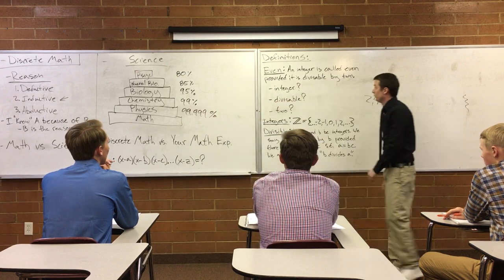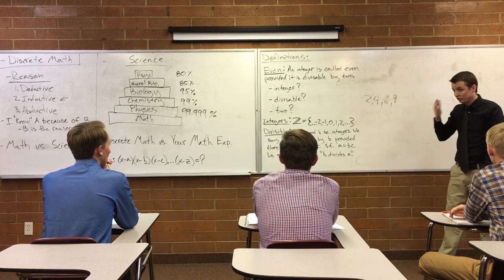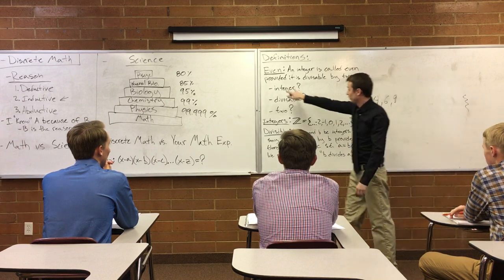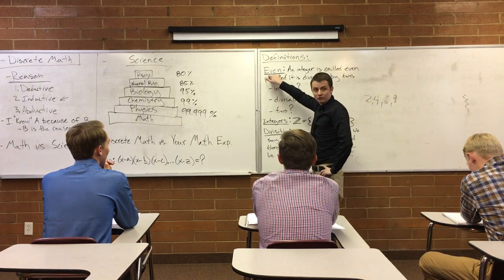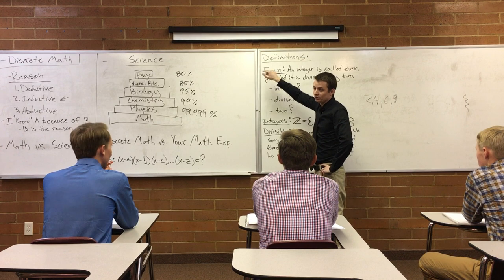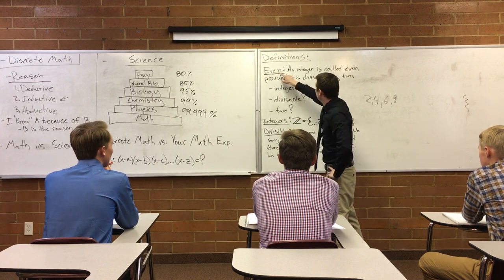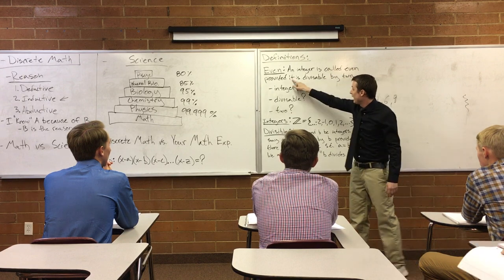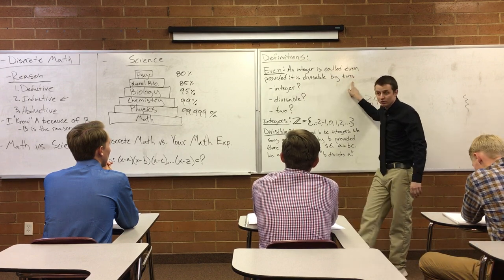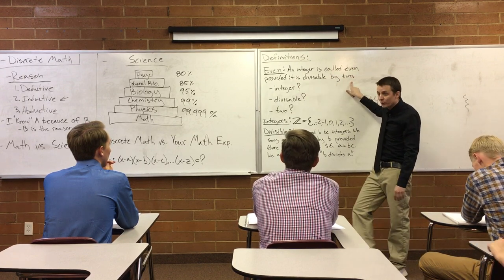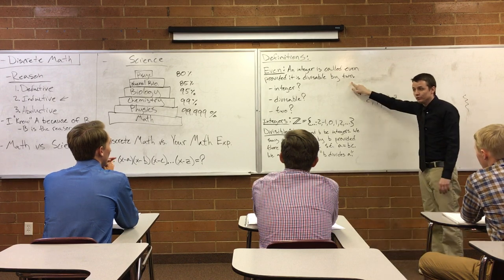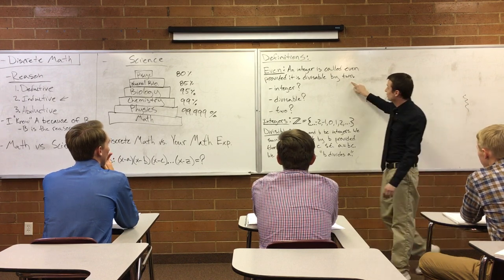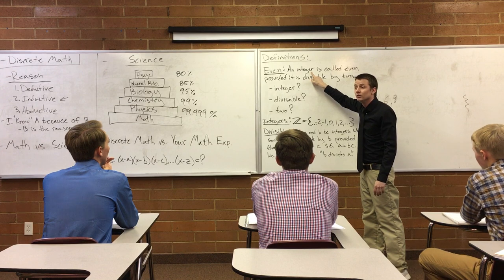So let's give you an example with a definition of something we're going to talk a lot about. Even. You would all guess you know what an even number is. So I tell you, what's an even? An integer is called even, provided it is divisible by 2. Now we can do exactly what we did with the statement the sky is blue here. We can start tearing this apart. And we can say, integer, what's that?